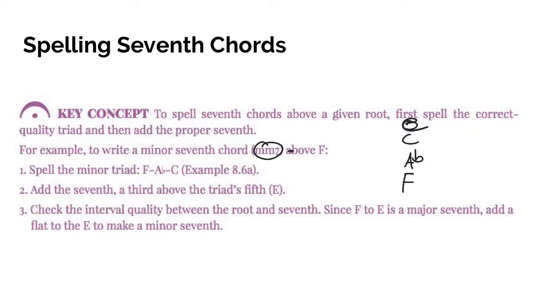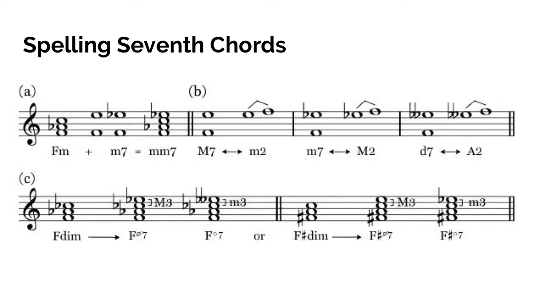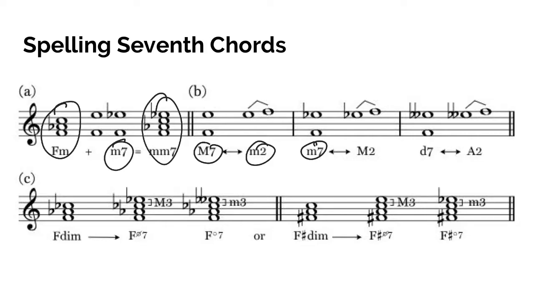And then to check the interval quality, you need a minor seventh. F to E is a major seventh, so you need to change that to E flat. Here's another way of thinking about spelling seventh chords. Like we just did, we had our F minor chord, and then it asked for a minor seventh. And if you need to, you can think back to the inversions of triads. A major seventh is a minor second, a minor seventh is a major second.